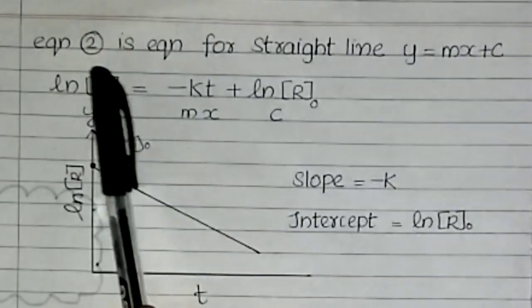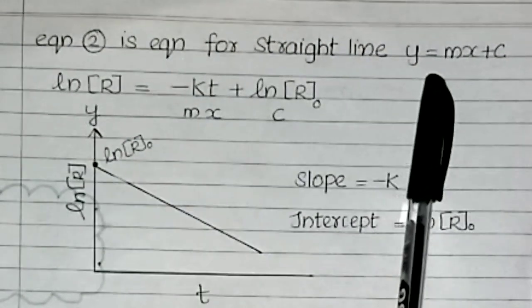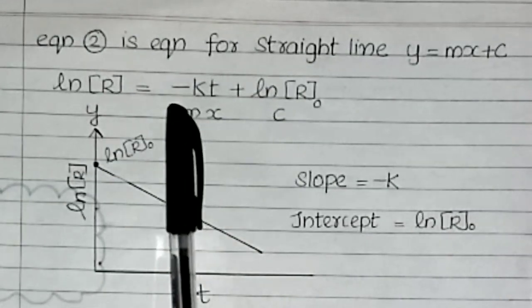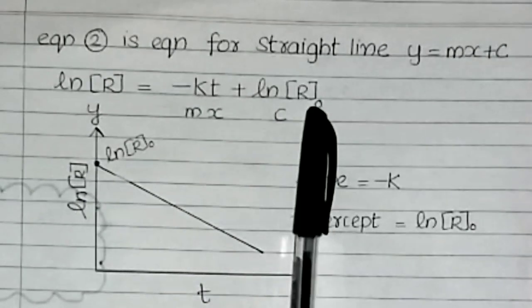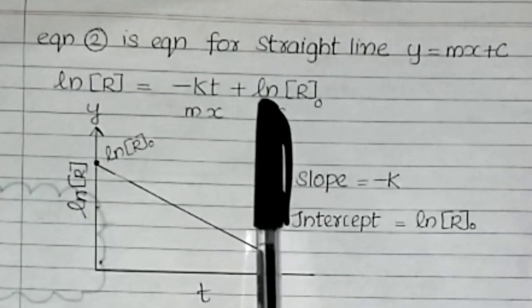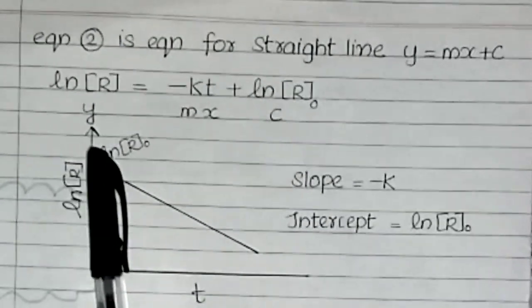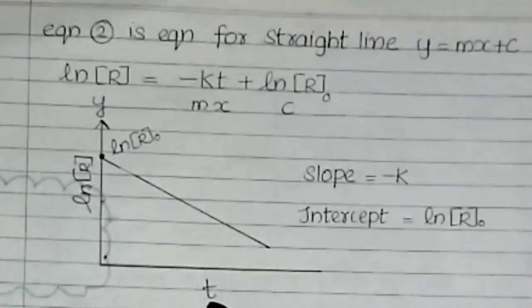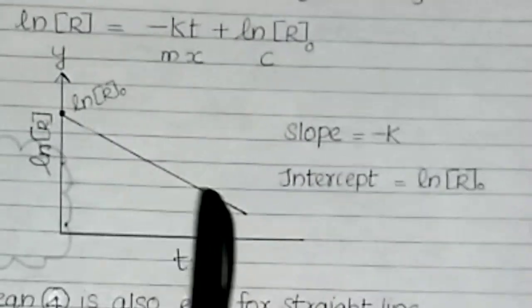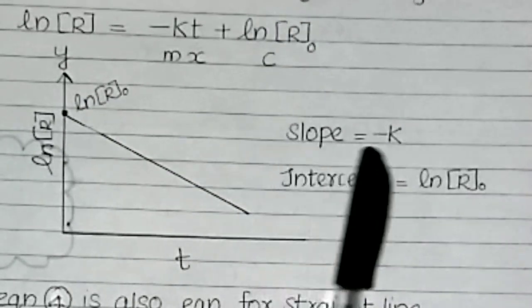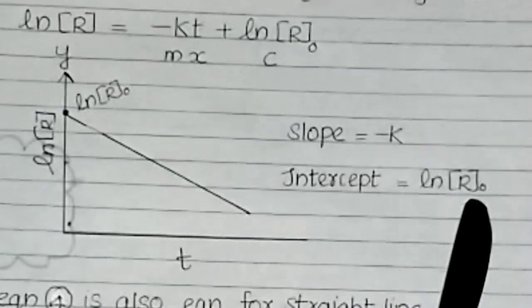Here equation number 2 is an equation for a straight line, y = mx + c. Equation number 2 is ln[R] = -kt + ln[R]0. Here y is equivalent to ln[R], mx is equivalent to -kt, and c is equivalent to ln[R]0. Then ln[R] is plotted on the y-axis and t on the x-axis. We get a straight line with intercept ln[R]0 and slope m equivalent to -k. So here the slope is -k and the intercept is ln[R]0.